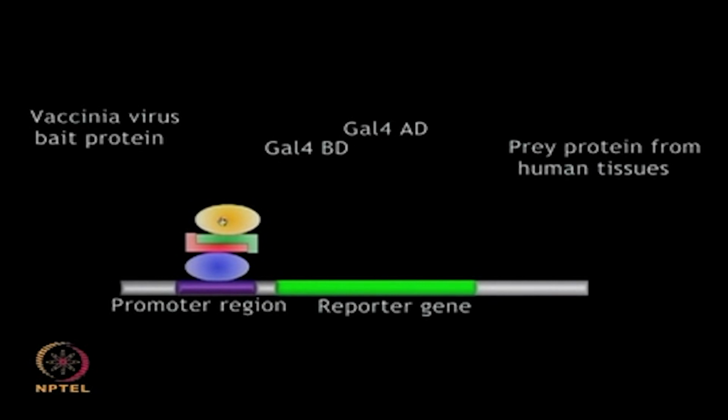As you can see, the first GAL4 binding domain adheres to the promoter region, and now as soon as the activation domain binds there, the transcription event happens.